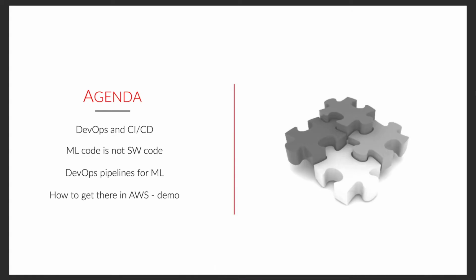So the agenda for today. This topic is about automated pipelines for machine learning, but in essence, this is DevOps. Just to be sure that everyone is on the same page, I'm going to explain a little bit about what is DevOps and what is CI/CD. Furthermore, why could you not just put ML code into the existing type of pipelines of CI/CD which exist today? And furthermore, how to do it. After that, Yngve will do a little demo on how to do this in AWS.